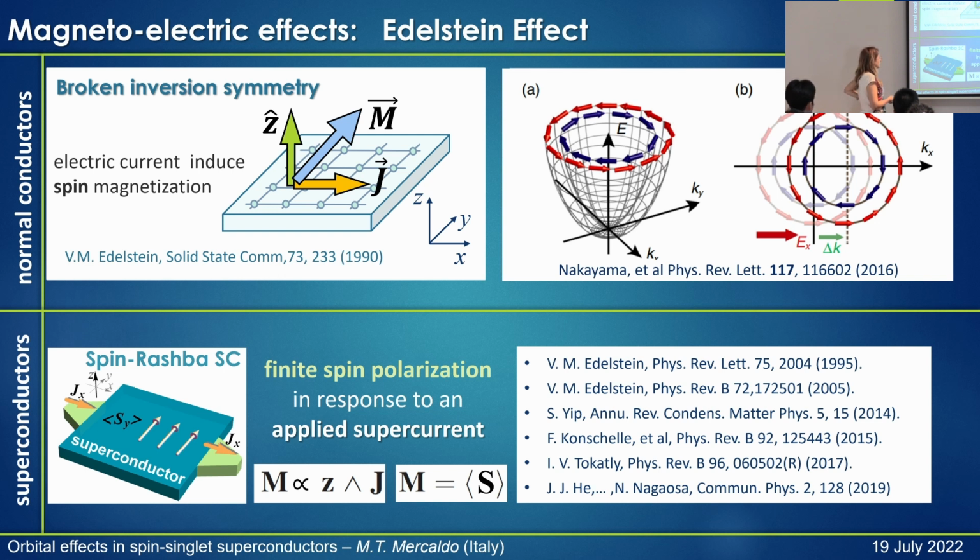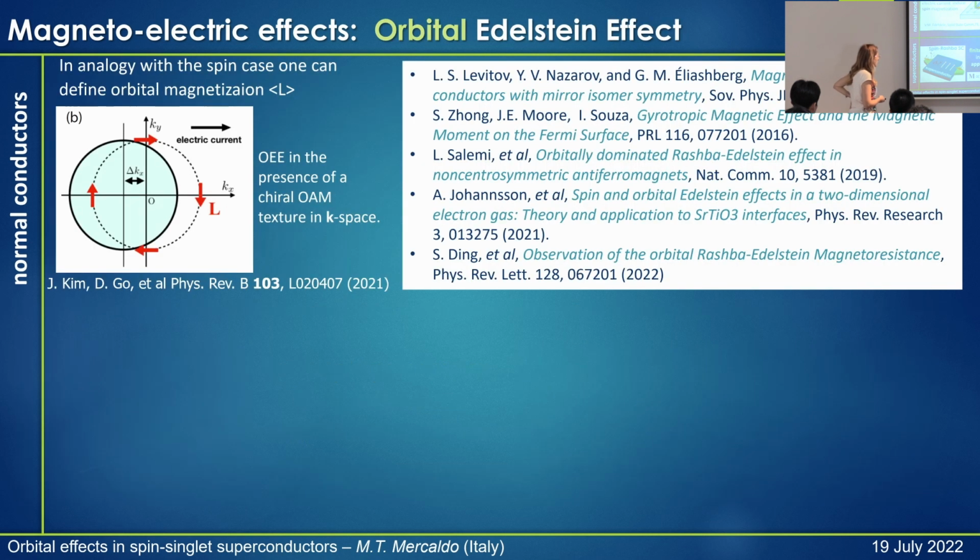And so what is the difference here? That you have dissipationless transport. But then the things are the same. You have a finite spin polarization in response to what is now a supercurrent. Then let's see what is the orbital Edelstein effect.